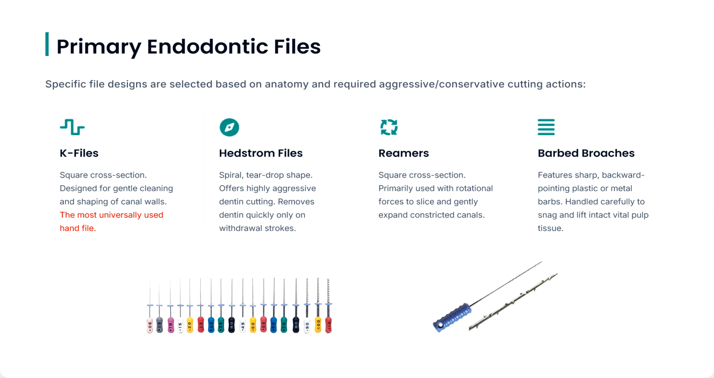You want to know that K files and reamers look relatively the same. So I'd write that. A K file and a reamer are relatively the same. It's just how long the spirals are. Hedstrom files and barbed broaches, those are different. They look different. They're used for different things. But look in your textbook because your textbook talks more specifically about what these are.